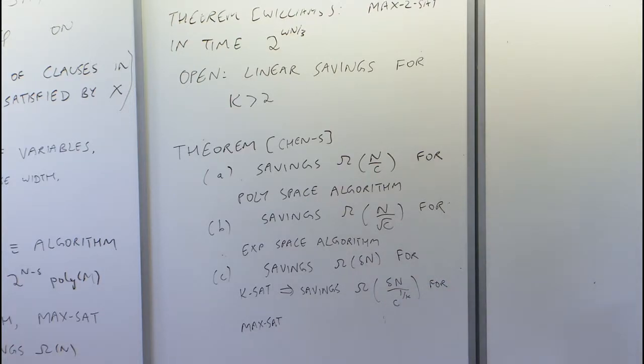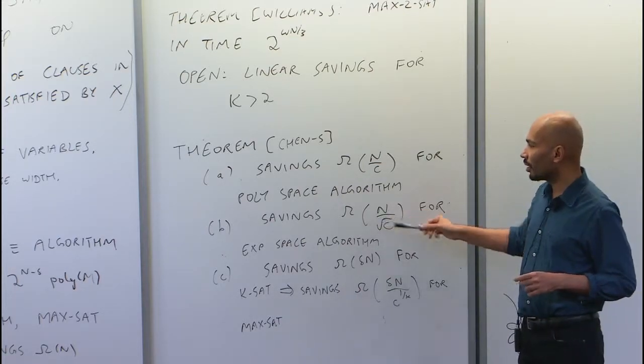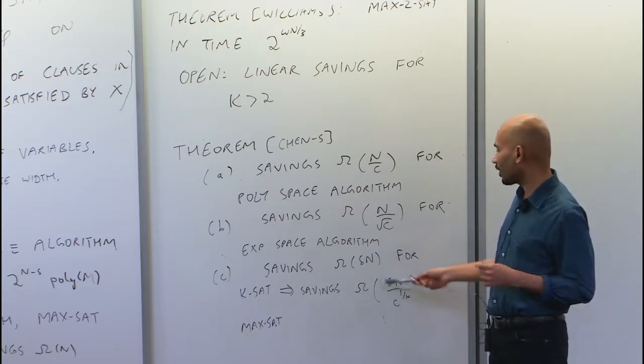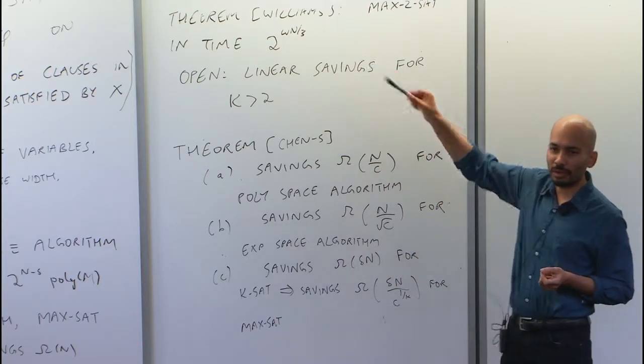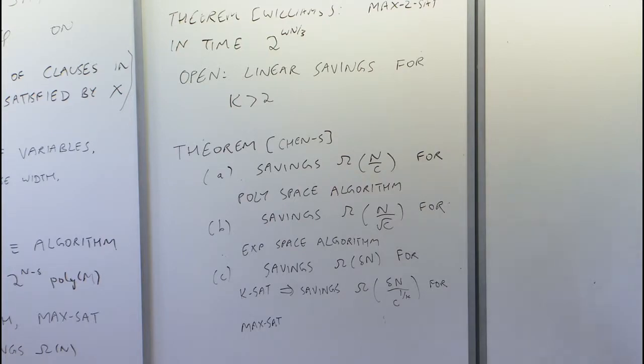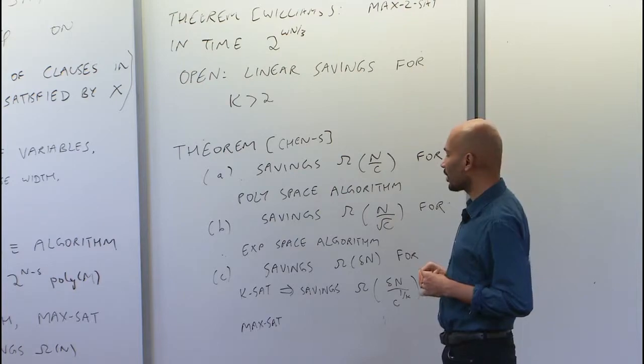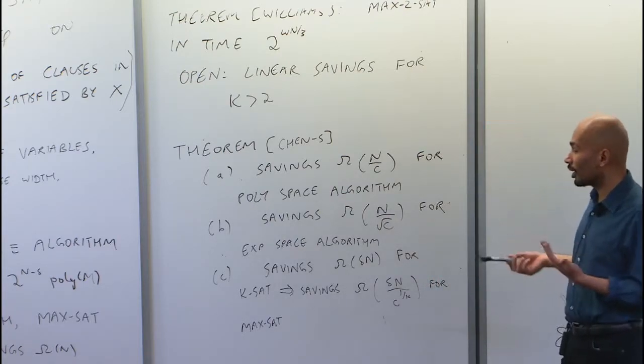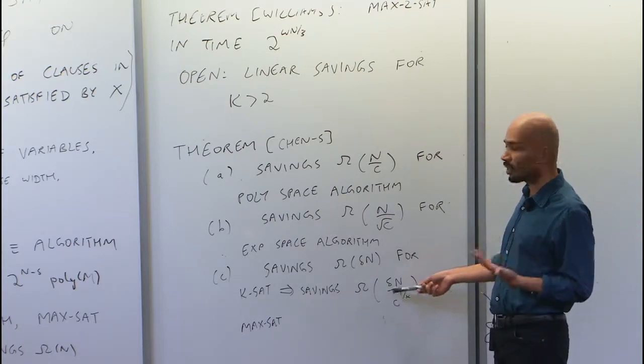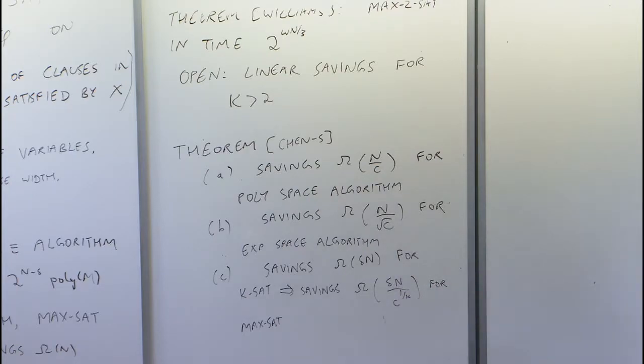Yeah. So this result B here follows from C by setting k equals 2 because there's linear savings for max 2 sat. So result C is essentially a reduction in general from max sat instances with Cn clauses to k sat instances. And if you get linear savings for larger k, you get better and better savings for max sat with Cn clauses. If there's anything that's unclear at any point, feel free to interrupt.